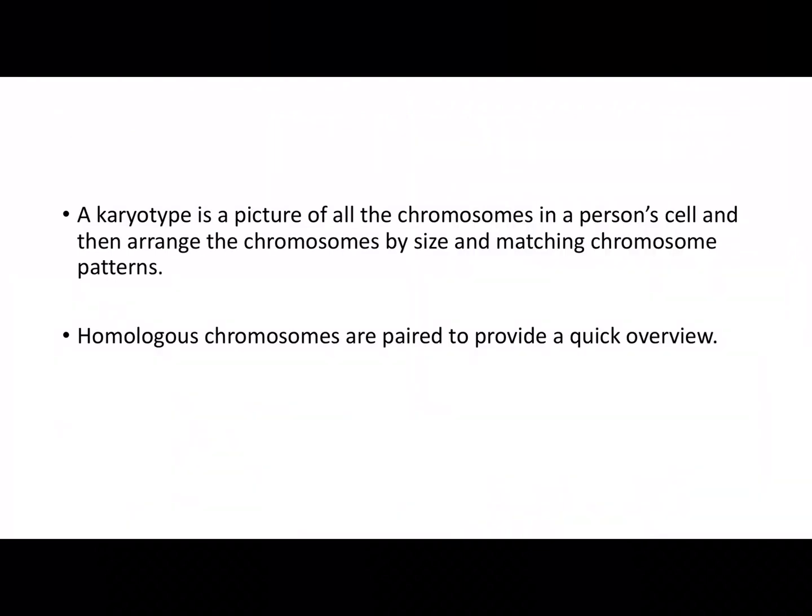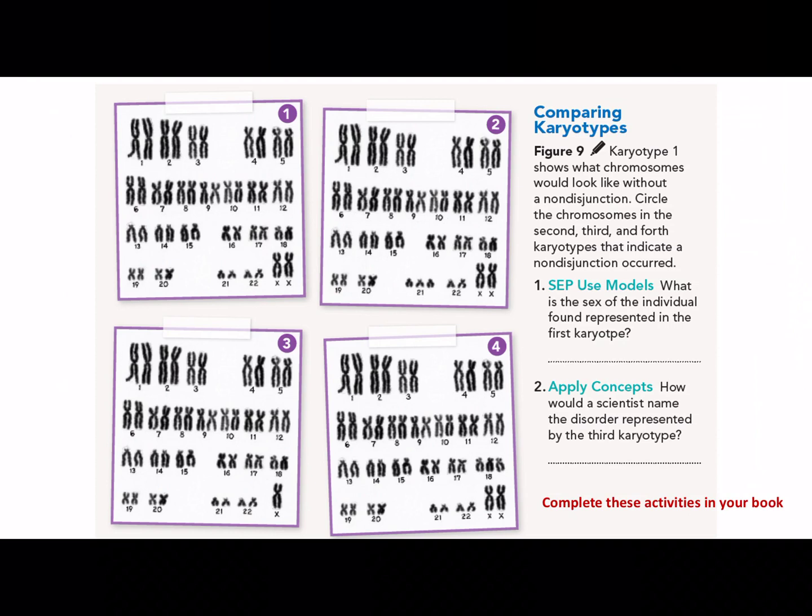A karyotype is a picture of all the chromosomes in a person's cell, arranged by size and matching chromosome patterns. Homologous chromosomes are paired to provide a quick overview. As you can see, these are many different types of karyotypes. The first karyotype is from a healthy female. The second karyotype is from a female who has an abnormal disease called trisomy 21 or Down syndrome.